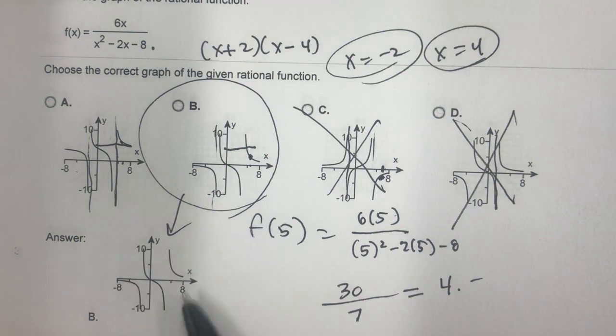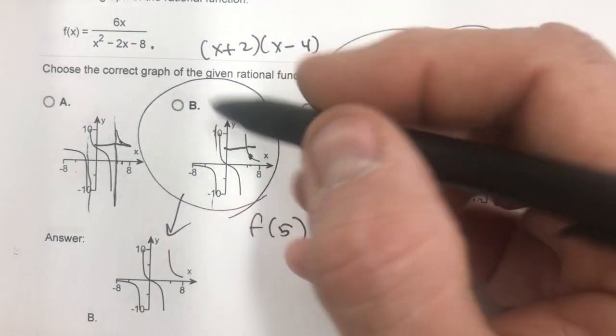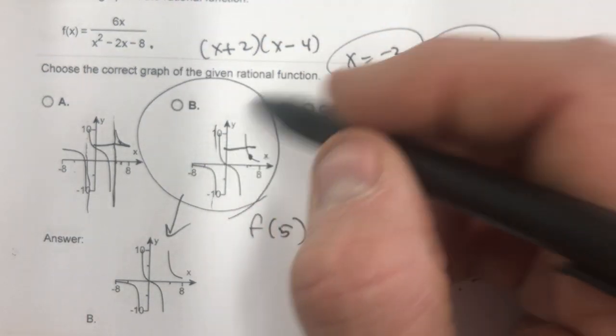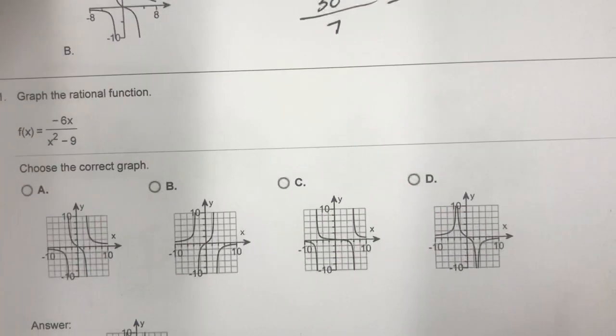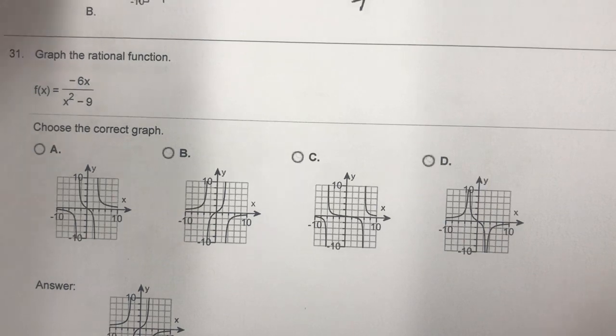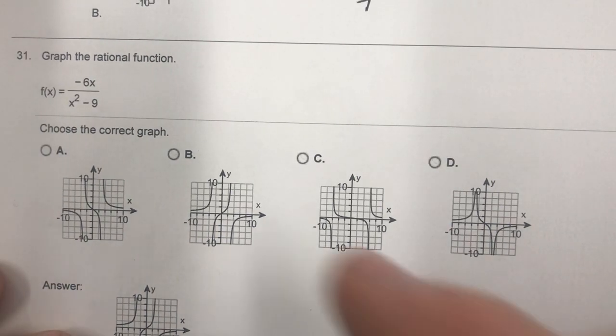Now, if you can't tell on those to be sure, you could stick a value over here on this side, but I believe we're good at B here. 31. Graph this one. All right.